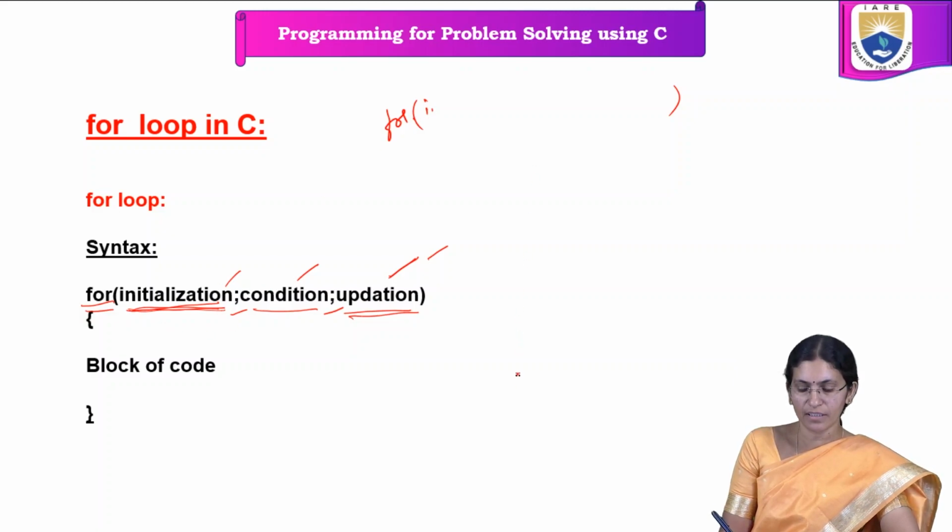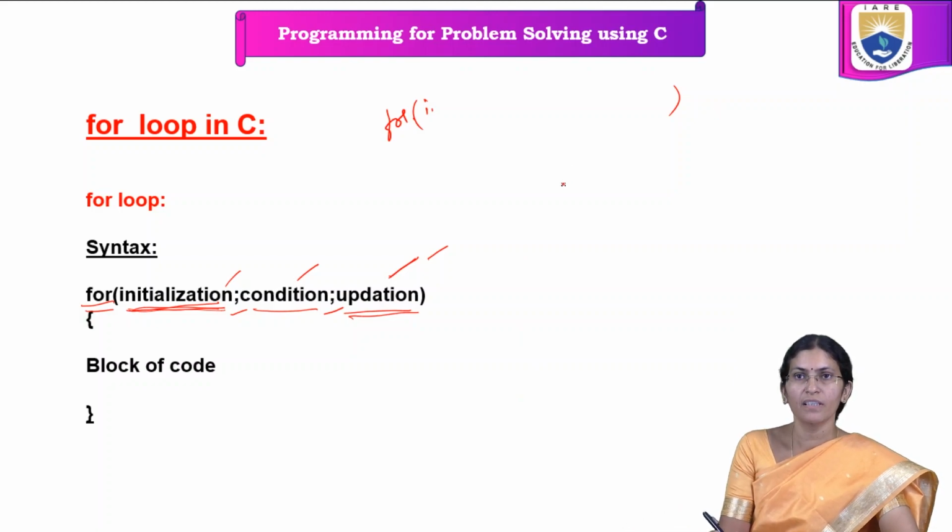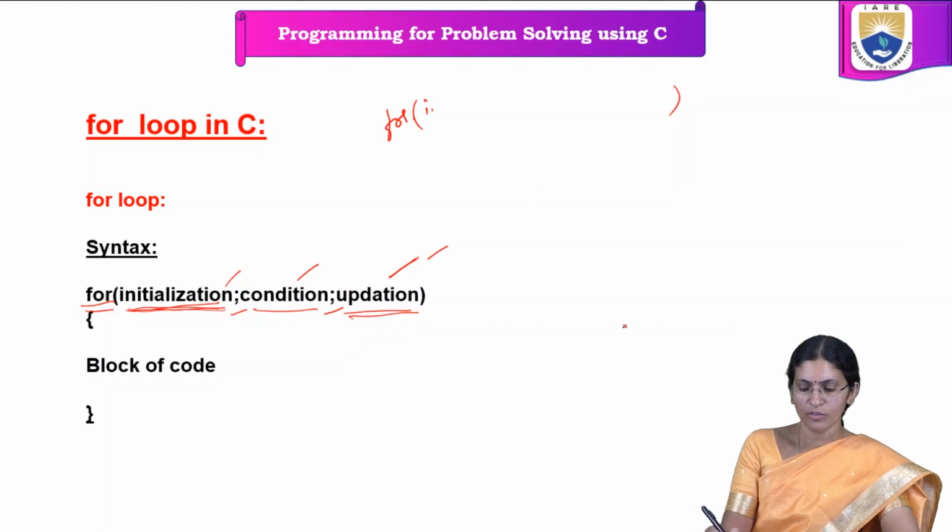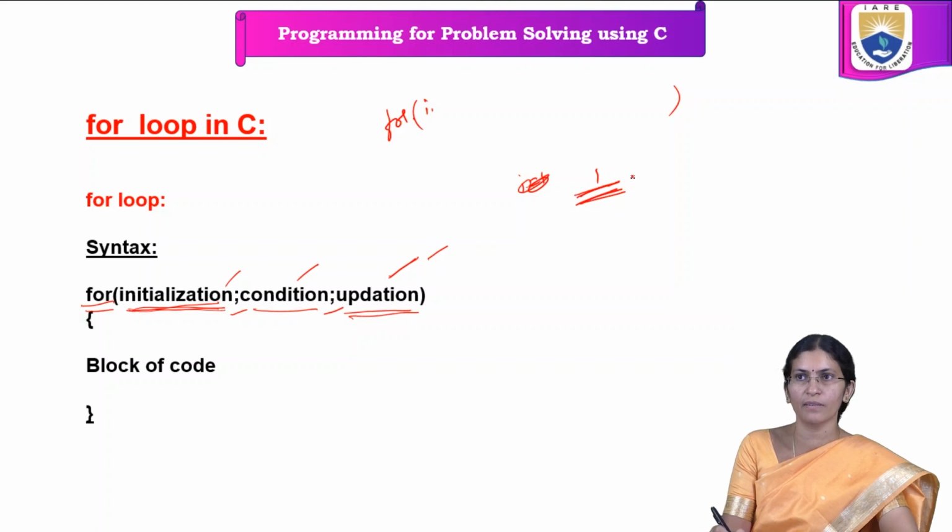When you are writing a block of statements, or when you want to repeat a certain set of statements many number of times, you have to start from somewhere. For example, suppose you want to print the numbers from 1 to 10. Here the starting number is 1, so 1 has to be printed. This is initialization. You need to initialize some variable with this value. So the initialization value is 1.